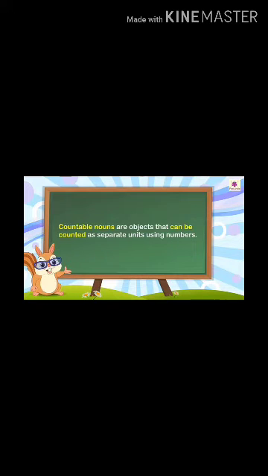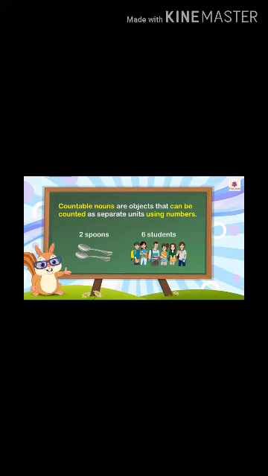Now here you can see that countable nouns are objects that can be counted as separate units using numbers, like 2 spoons, 5 spoons, 6 spoons, 6 students, 10 students, 30 students, that we can count. But uncountable nouns are objects that cannot be separated. We cannot say there is 1 snow, 2 snow, no. So we use these words much, some, little before uncountable nouns, like much snow, some flour, then a little jam.